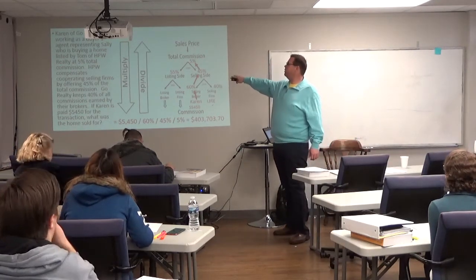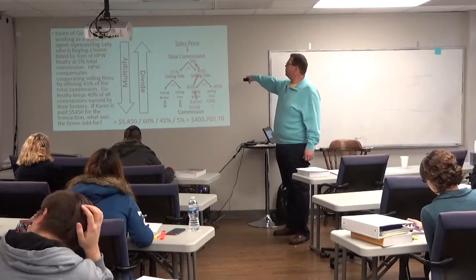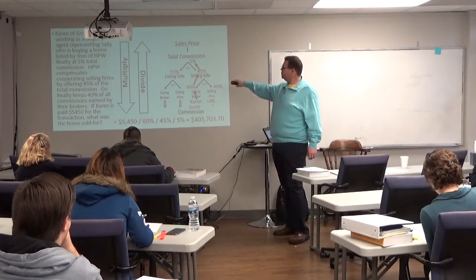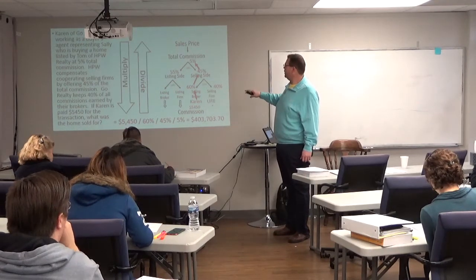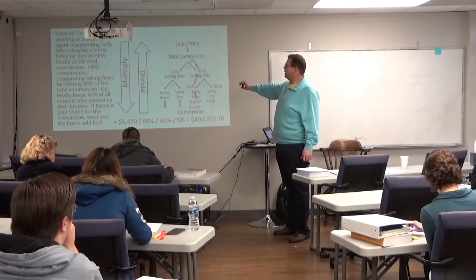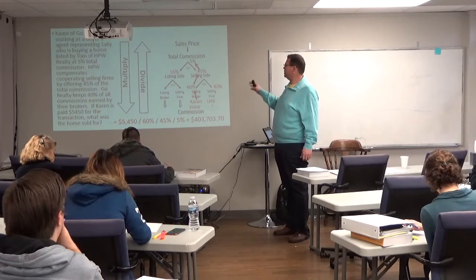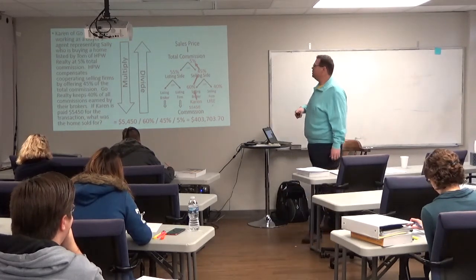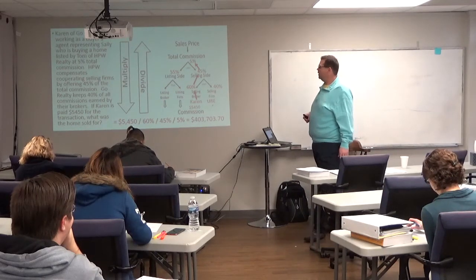Here's our split in the middle between HPW and Go. HPW is getting 55%, Go's getting 45%. And here's our split at the bottom with Karen getting 60% of the commission and her firm, and it says URE, it should say Go, sorry, that's a typo, getting the other 40%.